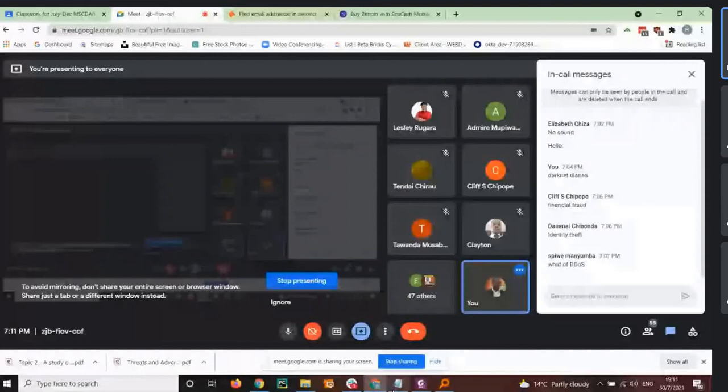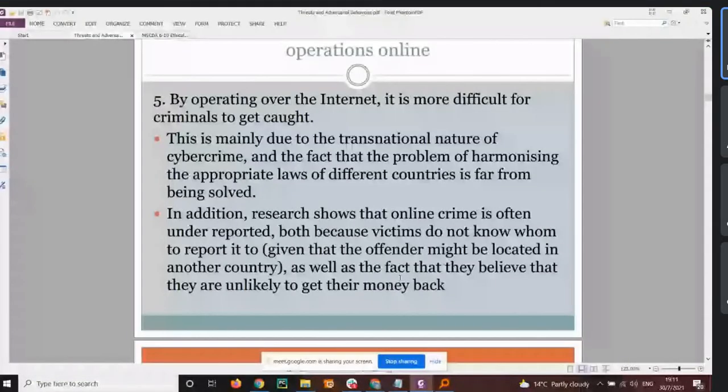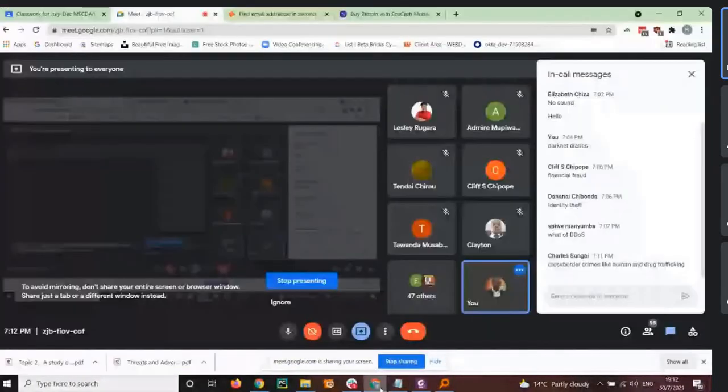Difficult for criminals to get caught. I think this goes back to, as Charles said, cross-border crimes like human and drug trafficking. So on the last one, I was saying, I think this goes back to the point I raised earlier.